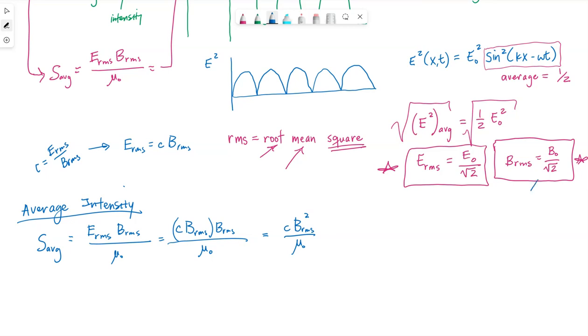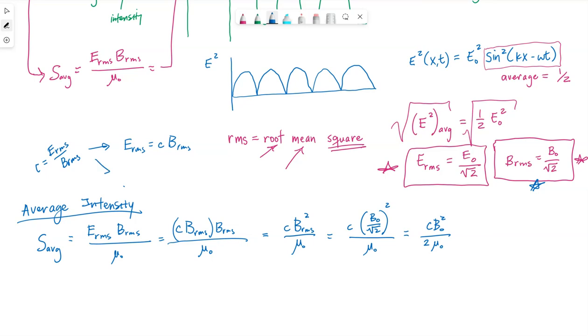Or I can plug in BRMS is equal to the maximum B over the square root of 2. I can plug that in. And this would become c B naught squared over 2 mu naught. So that's one way to write the average intensity.